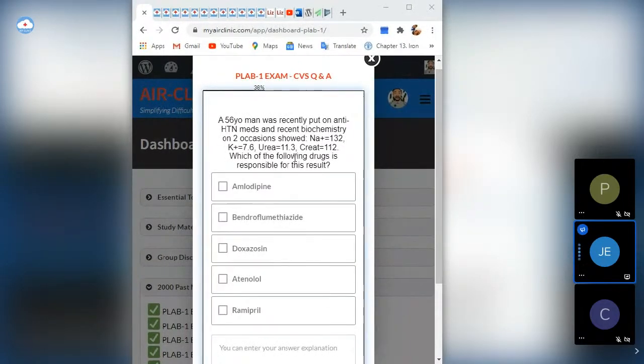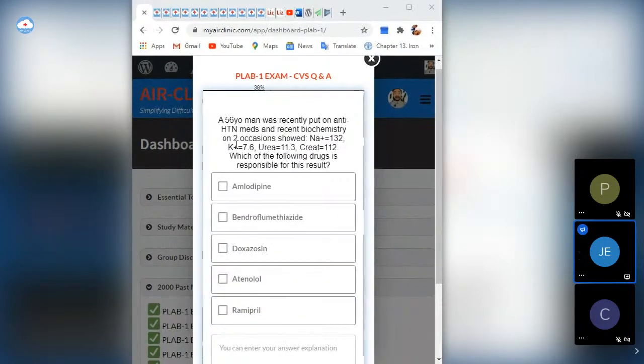So we're still in the cardiovascular system, and this was where we stopped yesterday. The question on the screen is about a 56-year-old man who was recently put on antihypertensive medications and had biochemistry on 2 occasions showing sodium of 132, potassium of 7.6, urea of 11.3, and creatinine of 112. Which of the following drugs is responsible for this result: amlodipine, bendroflumethiazide, doxazosin, atenolol, or ramipril?